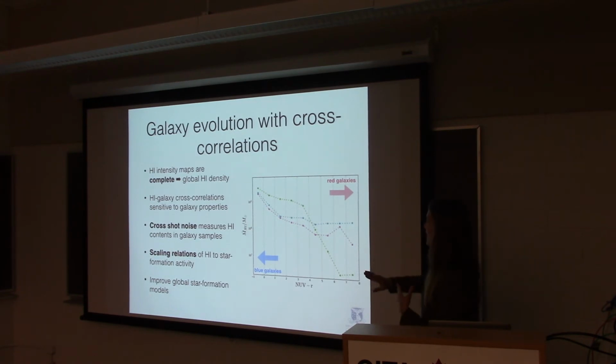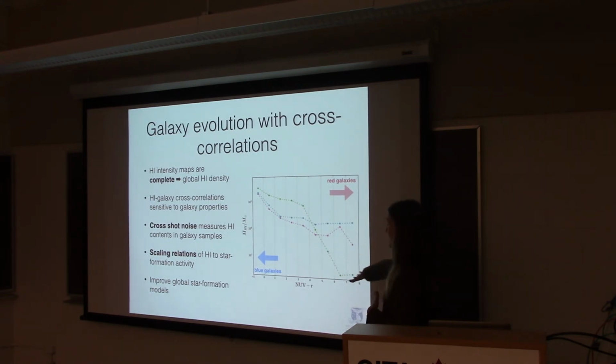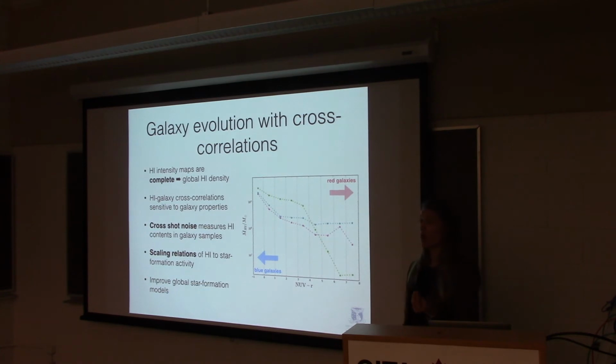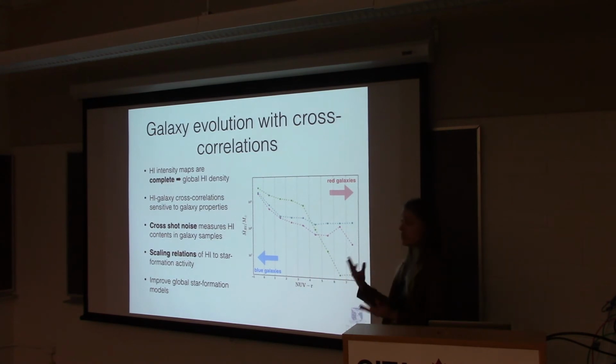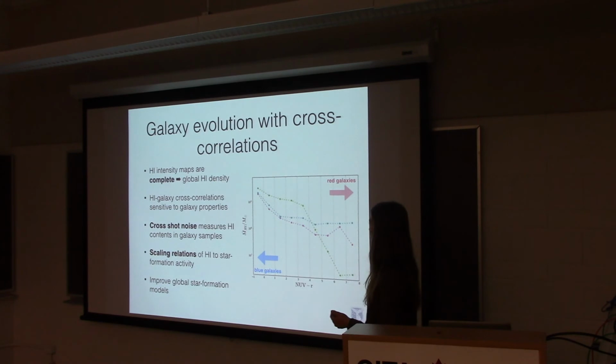And then when you have that, you can infer something like a scaling relation, which is really just what I've shown you in the real data, where you have the galaxy color, NUV minus R, which is an indicator for the star formation rate, as a function of H1.